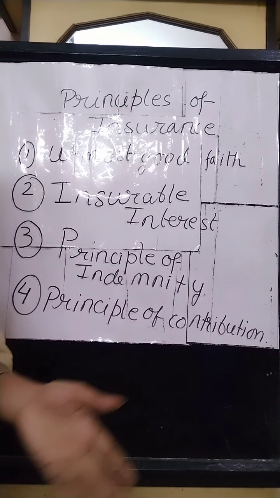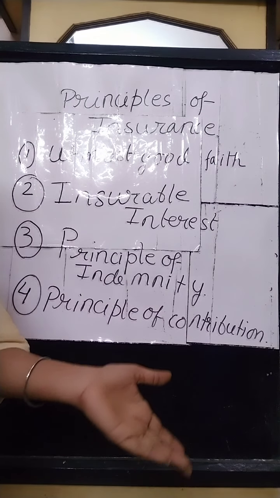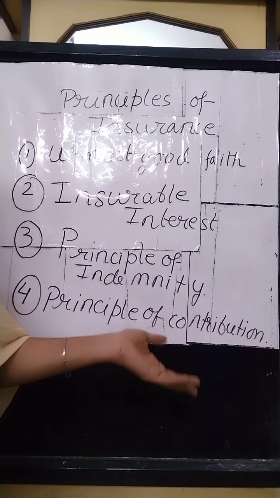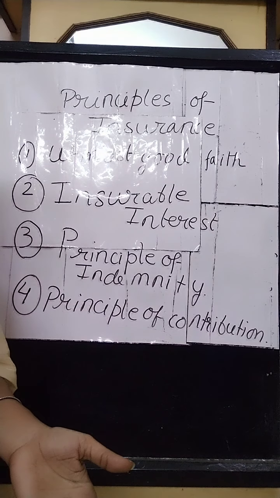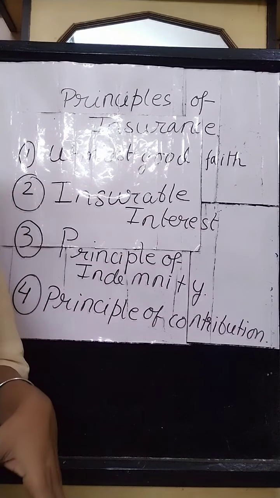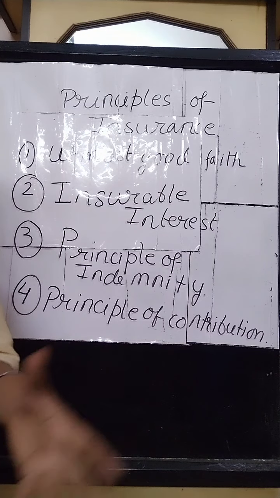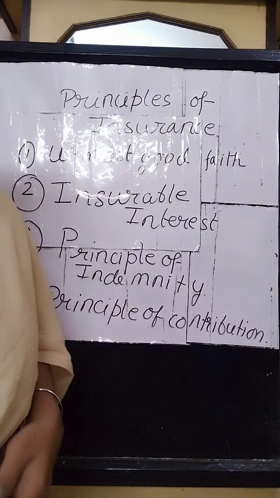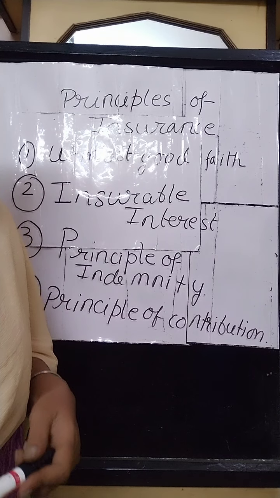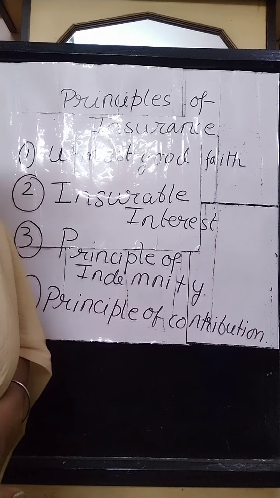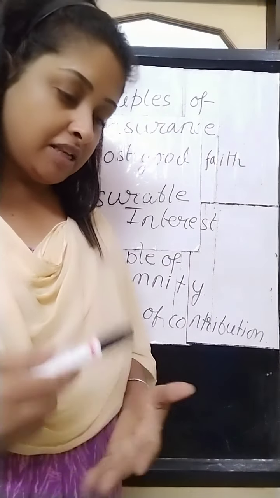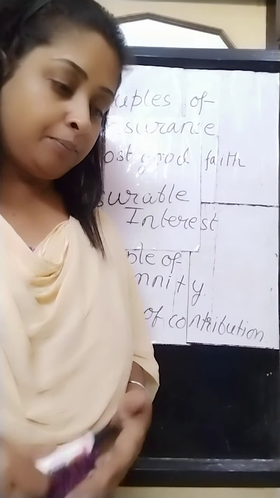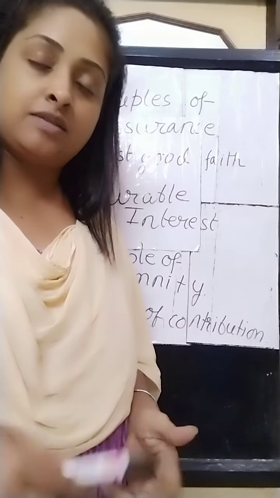For example, in case of life insurance, the insurable interest comes from the relation of the insured with the person for whom the policy is taken. That is, a person can take a life insurance policy for his spouse or for his children, but he can't take an insurance policy for a stranger. In case of fire insurance, the insured must suffer a financial loss if the subject matter is damaged. That is, he must be the owner of the property for which loss has been caused.